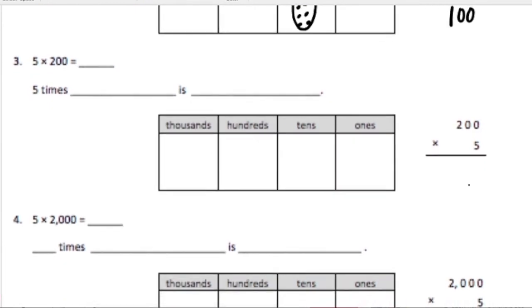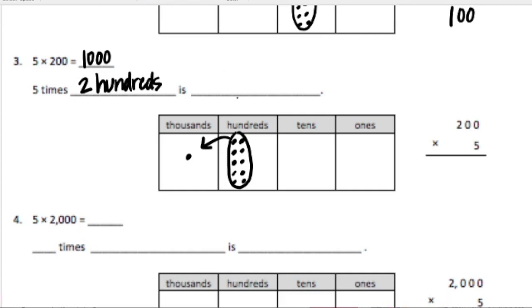Next, we have 5 times 200. That would be 5 times 2 hundreds. 2 hundreds 5 times. 5 rows of 2. That equals 10 hundreds, or 1,000. So if I were to fill out the unit form, that will be 5 times 2 hundreds is 10 hundreds, or 1,000.